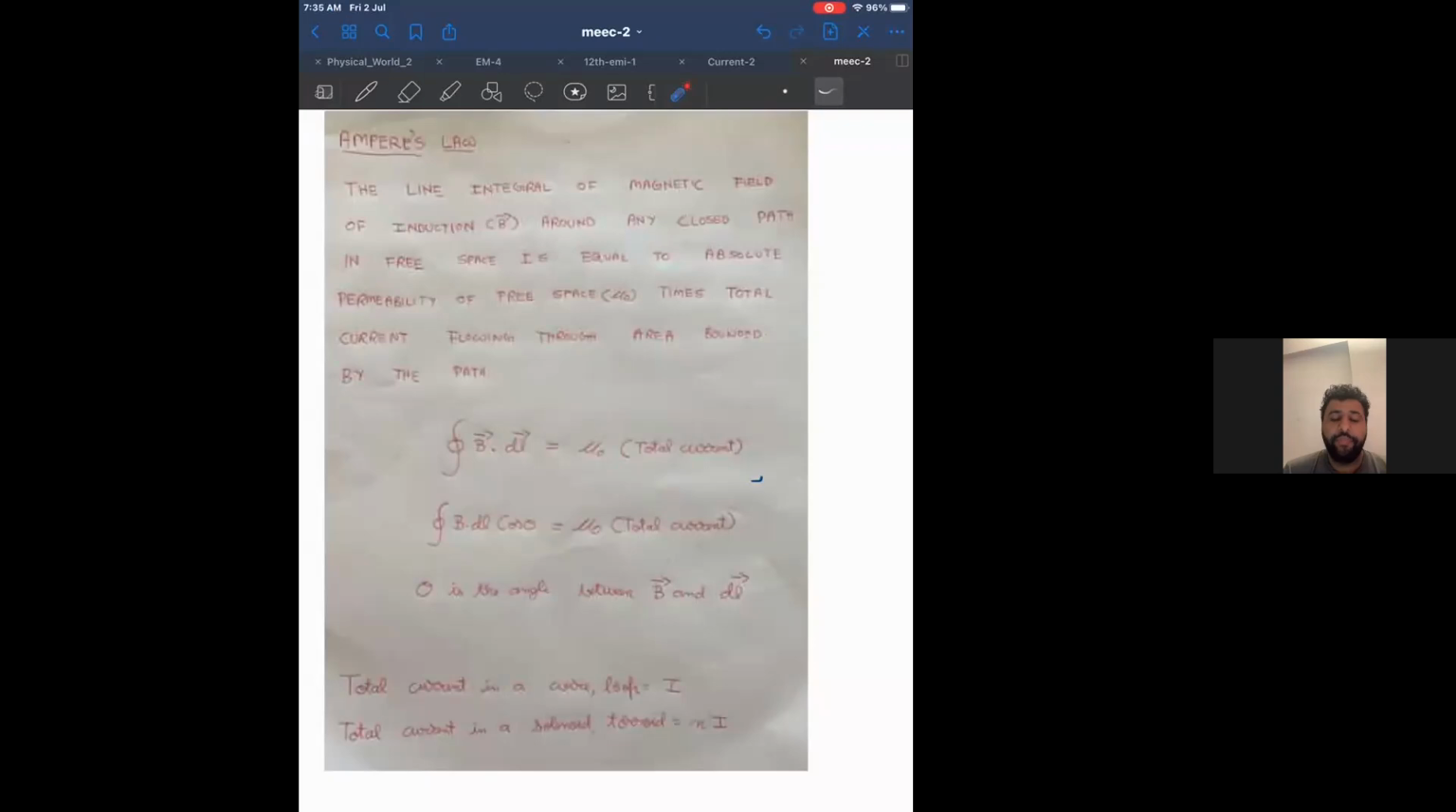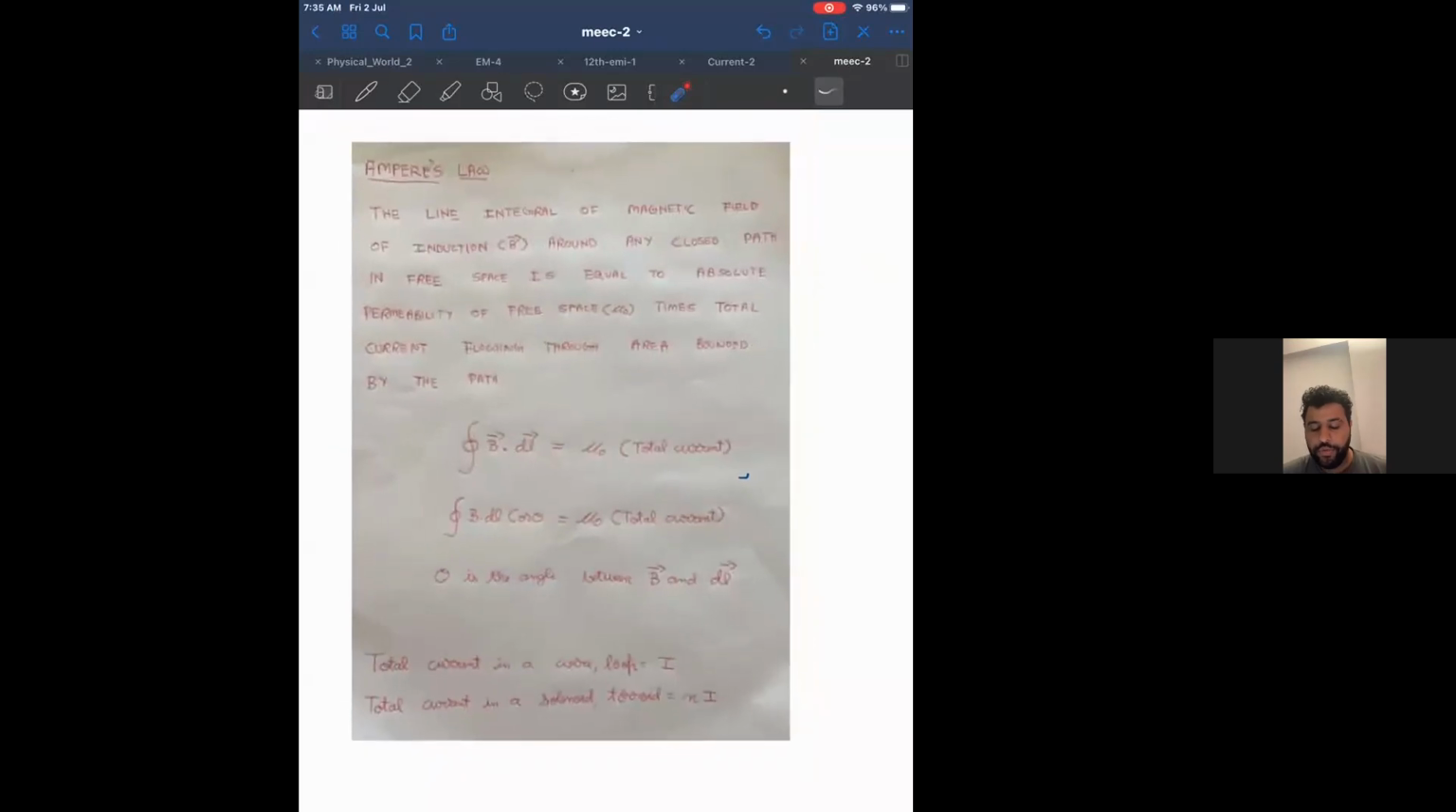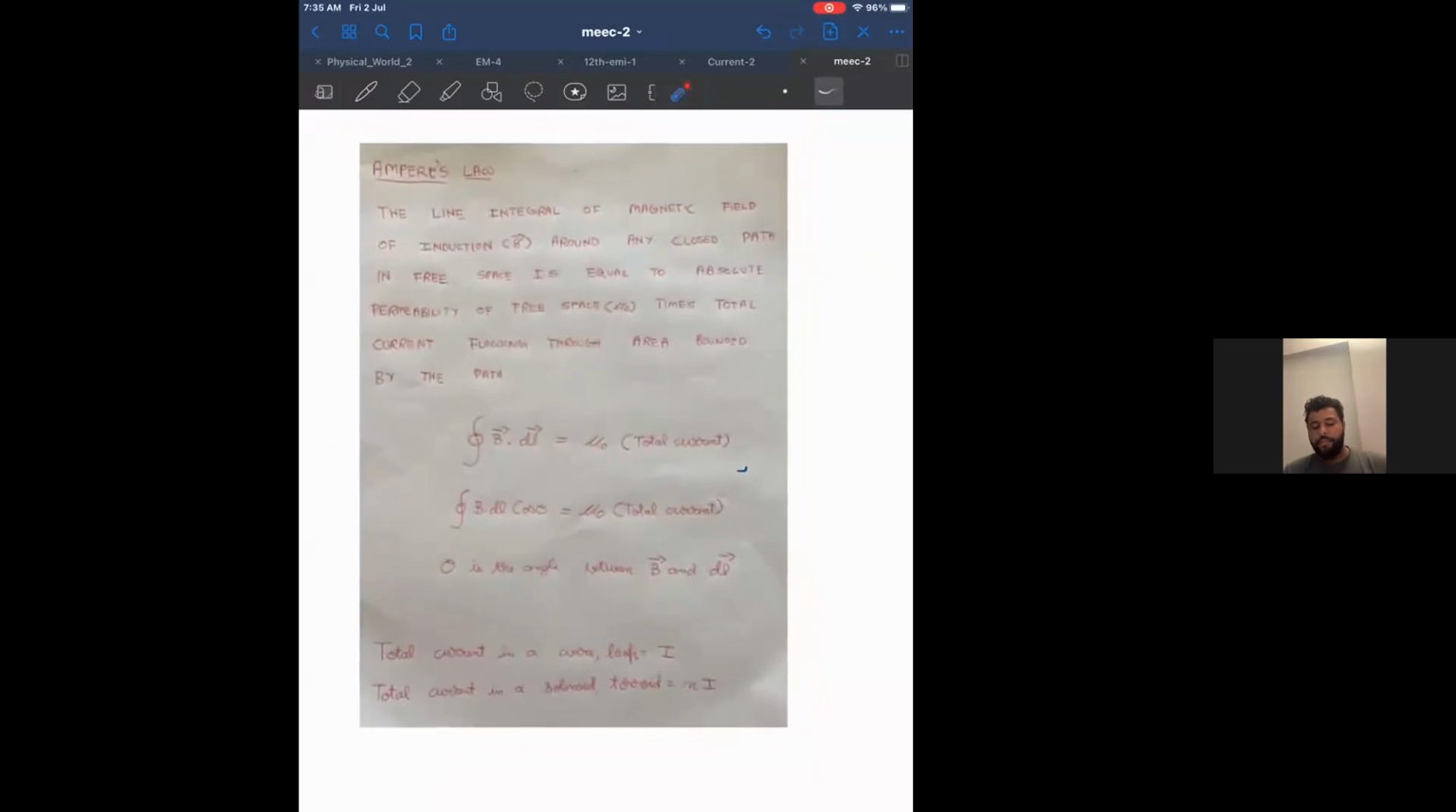The line integral of magnetic field of induction, inside the bracket capital B vector, around any closed path in free space is equal to the absolute permeability of free space, inside the bracket mu naught, times the total current flowing through the area bounded by the path.